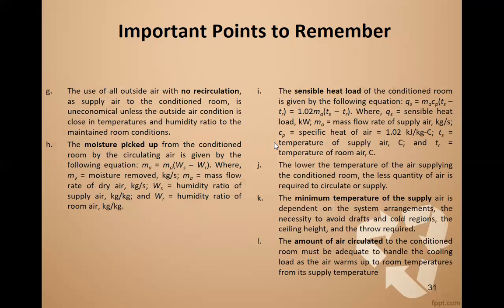Letter G, the use of all outside air with no recirculation as supply air to the conditioned room is uneconomical unless the outside air condition is close to the temperature and humidity ratio of the maintained room condition.